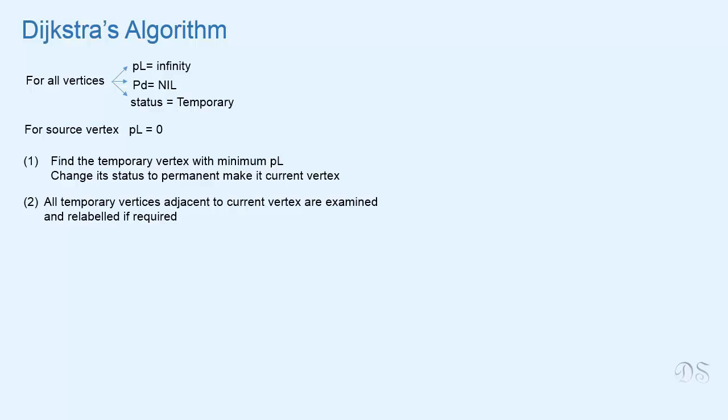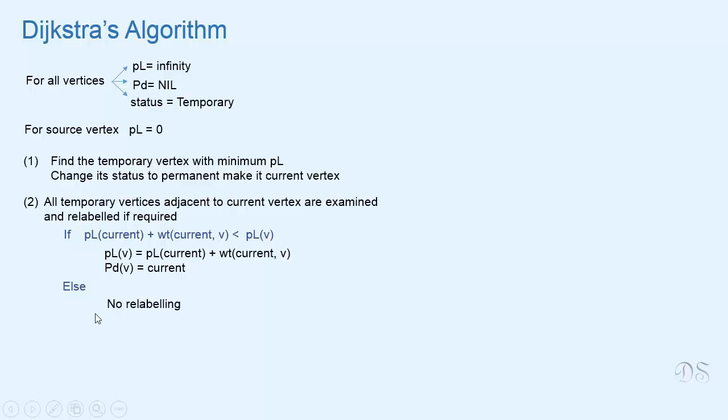In the second step, we'll examine all temporary vertices adjacent to the current vertex and we'll relabel them if required. Now let's see the condition when we need to relabel any temporary vertex adjacent to the current vertex. Suppose V is a temporary vertex adjacent to the current vertex that we are examining. If the path length of current plus the weight on this edge is less than the path length of vertex V, then we'll relabel the vertex V. The path length of V becomes equal to the path length of current plus the weight on this edge, and current becomes the new predecessor of vertex V. If this value is greater than the path length of V, then no relabeling is required.